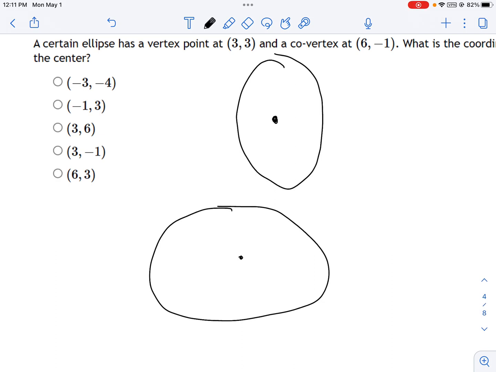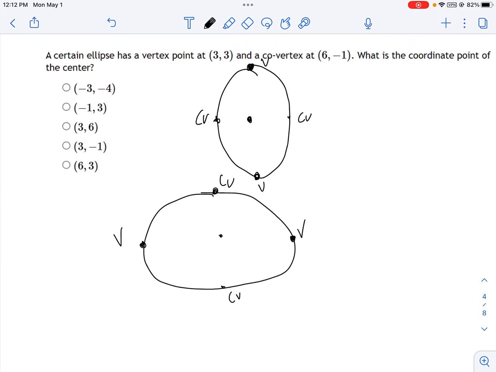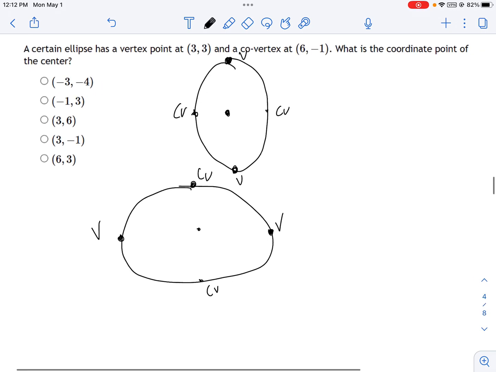Now, the orientation will determine the placement of your vertex and covertex points, right? Vertices are furthest away from the center, so that would be a vertex, and then we would have covertex points on the sides. Versus if it's horizontal, your furthest points are going to be on the sides. Those are your vertex points. And then up and down are your covertex points. So we've got to figure out from the information we're given what orientation we have, and that'll help a little bit with the center.